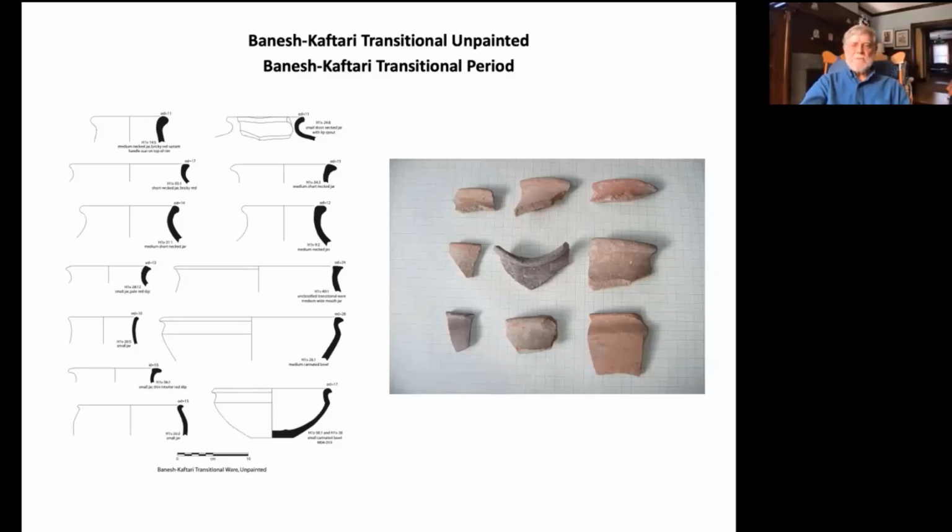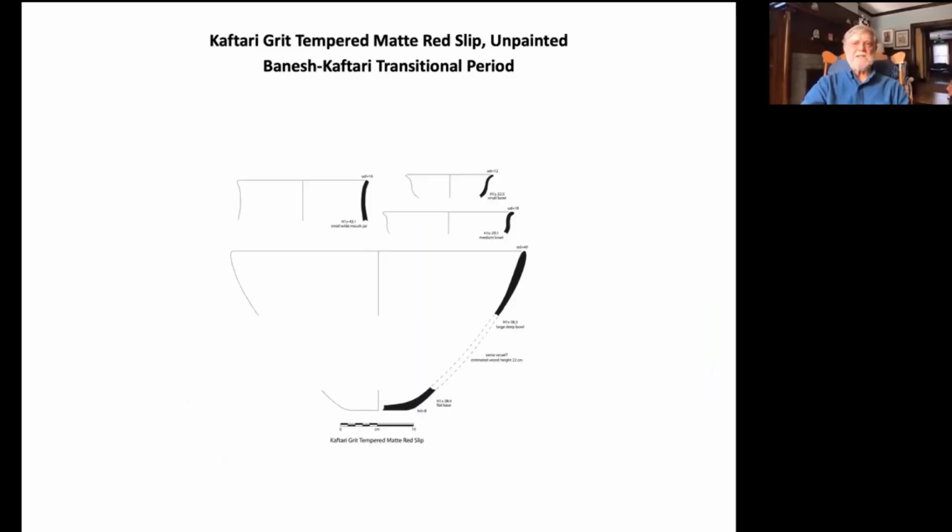So some familiar shapes, different surface treatment, different temper and paste, and some shapes and forms that may be chronologically distinctive. I don't have a picture of the grit tempered matte red slip, but it's pretty obvious what that is all about.